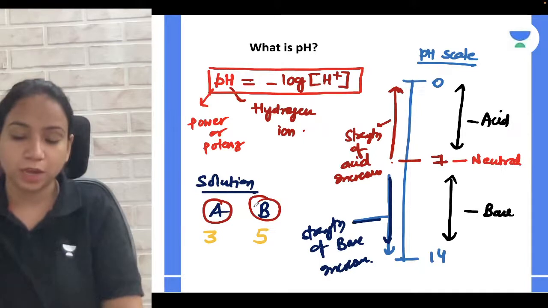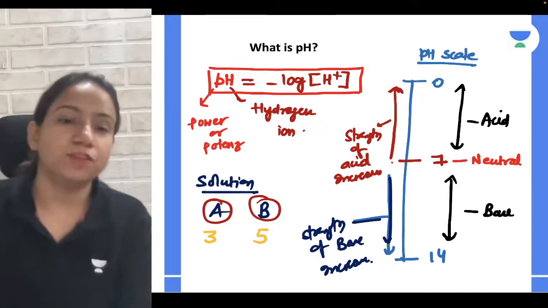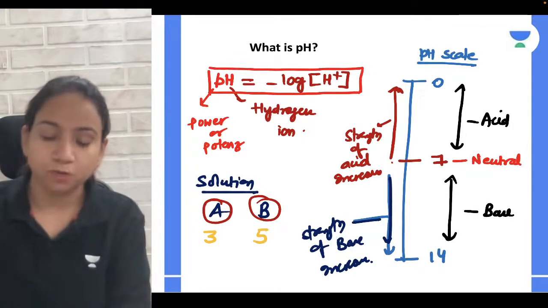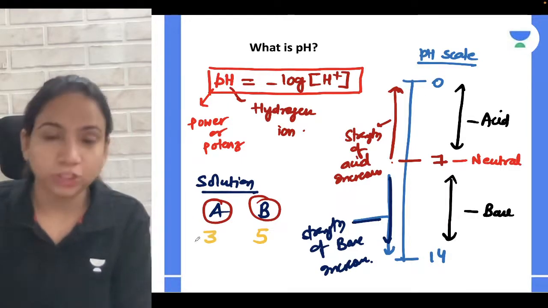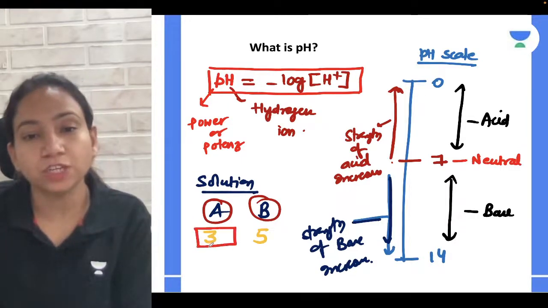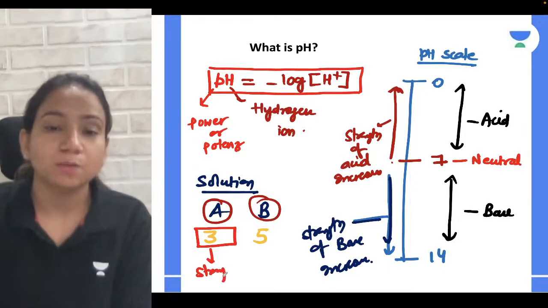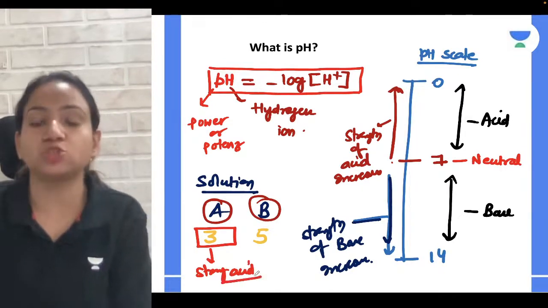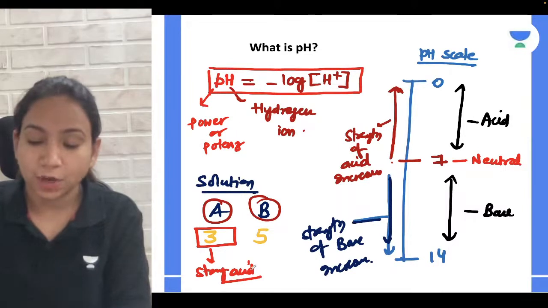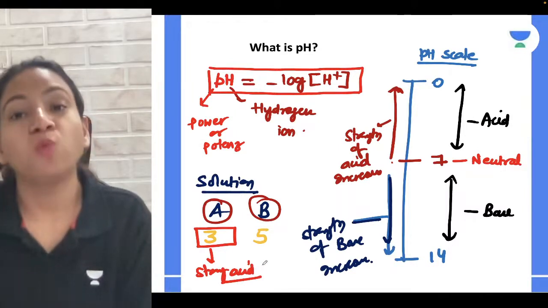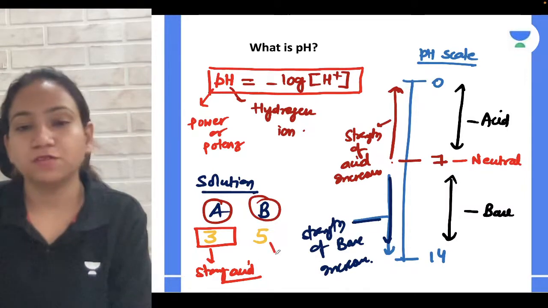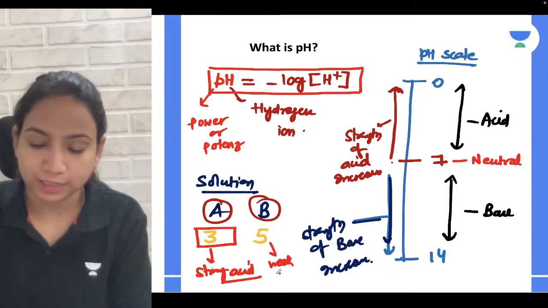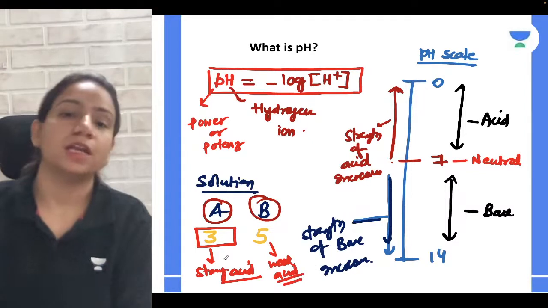Very good, Vartika. Yes, Parivartan, A, very good. And Abhishek, very good. So the solution containing pH 3 is going to be a strong acid, because lesser is the pH, stronger is the acid. Right? More is the pH, weaker is the acid. Okay, very good. And 5 is a weak acid. Like that we can relate.